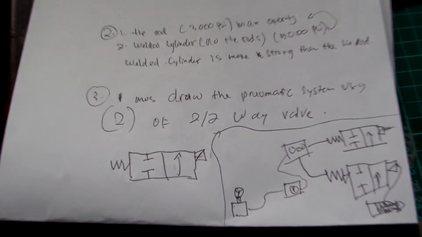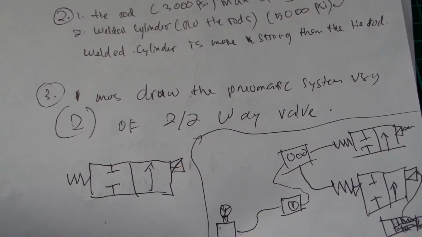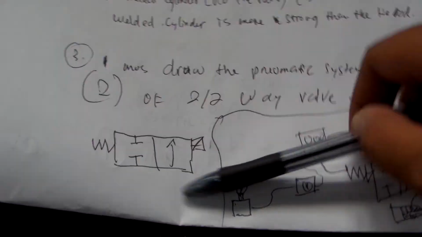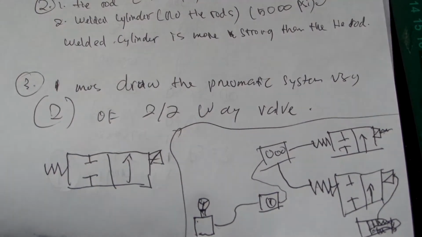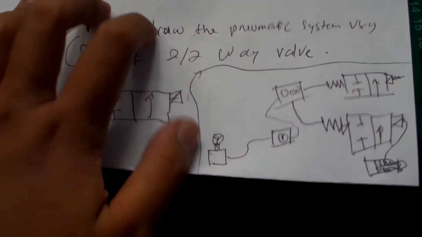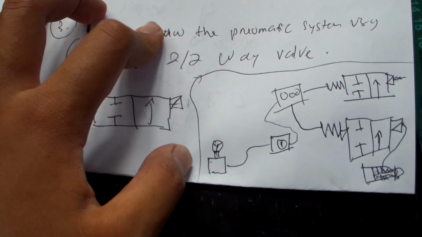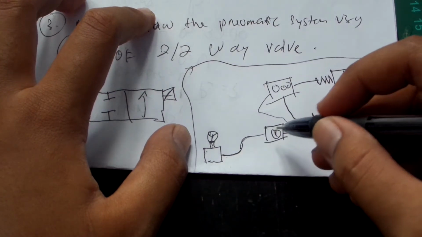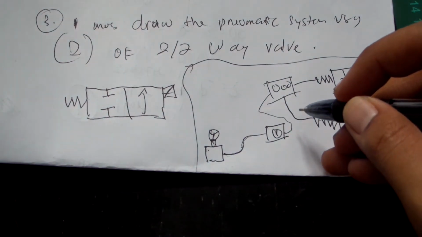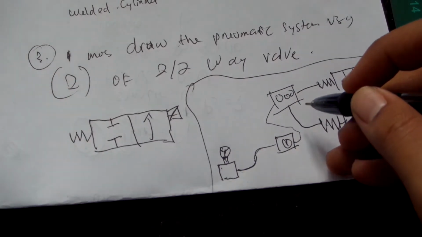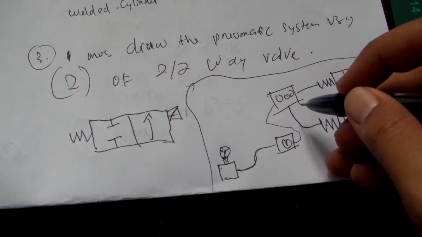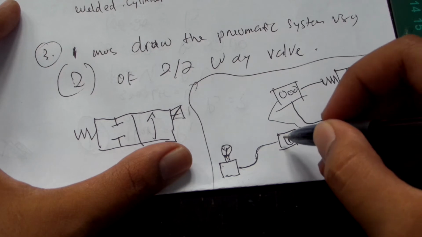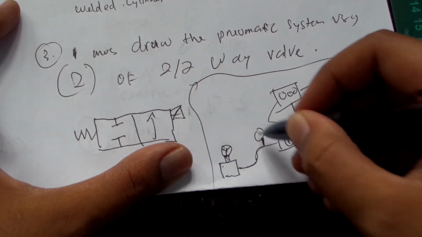Number three is I must drive the pneumatic system valve using a 2/2 valve, and this is the picture of the 2/2 valve and how the 2/2 valve works. First, we use the compressor as the main thing, and there's a pressure gauge in there. After that, the air goes through the valve, accumulator valve. That's how we can change the opening of the valve. And I think there's a pressure gauge in here.